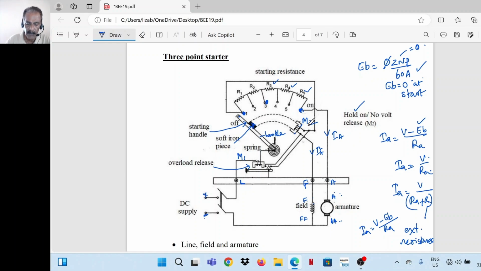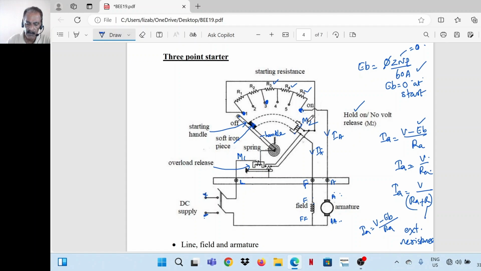So when power goes off, the handle should go to off position because if it remains in the on position and power comes back at a later stage, when power goes off, motor stops after some time and power comes back immediately after that, then the complete voltage will be applied across the armature. So when power goes off, for the protection of the motor, the handle should go to off position.